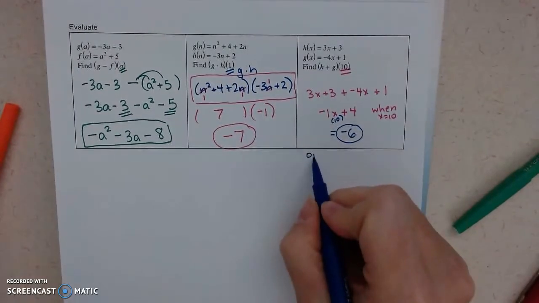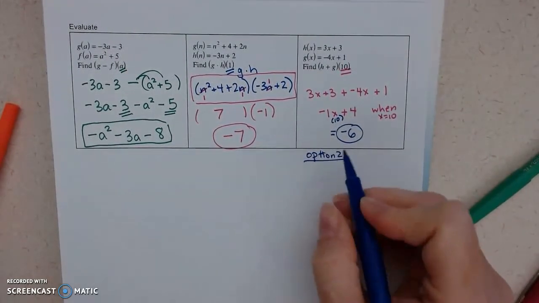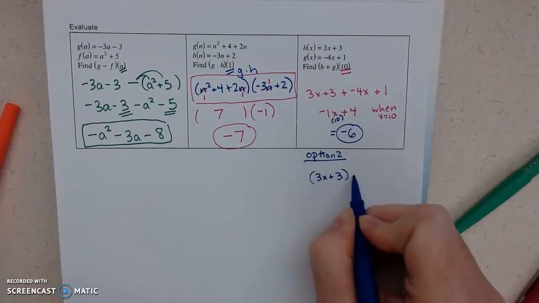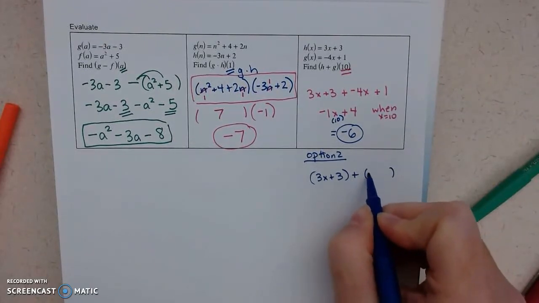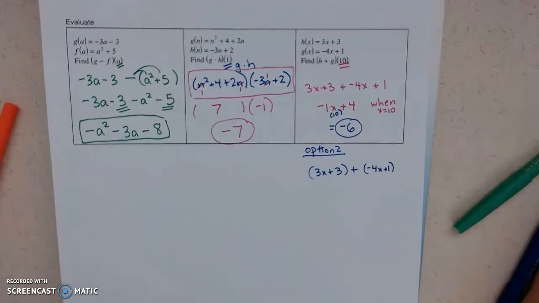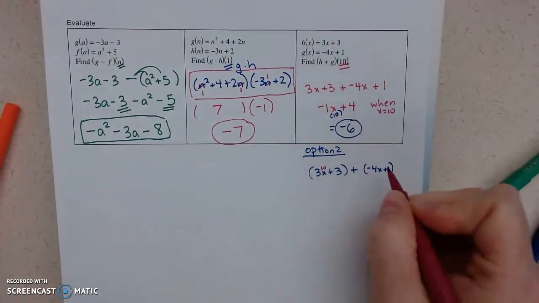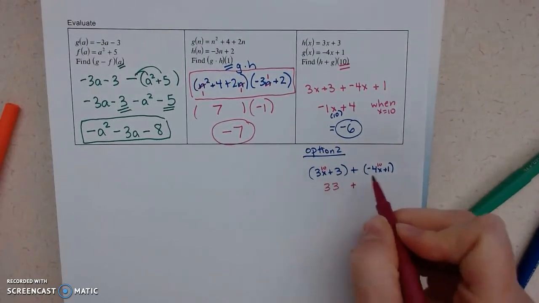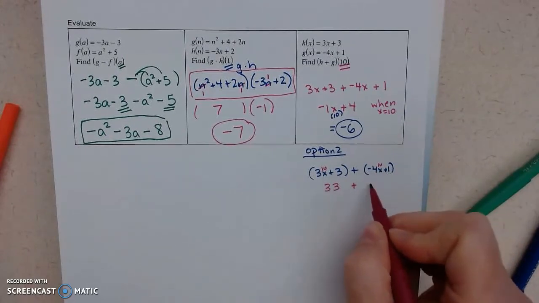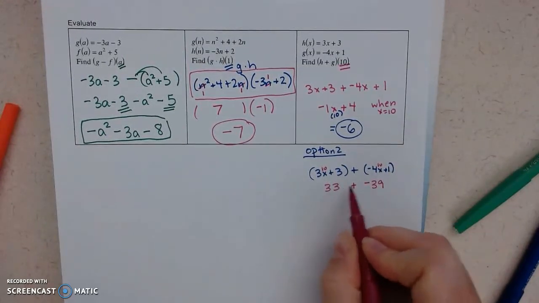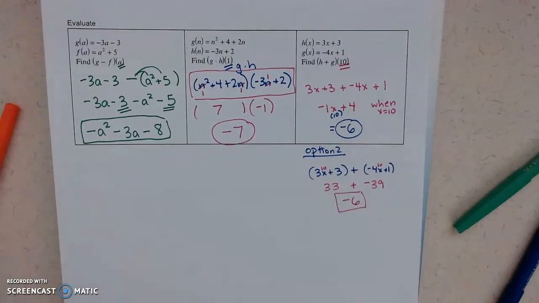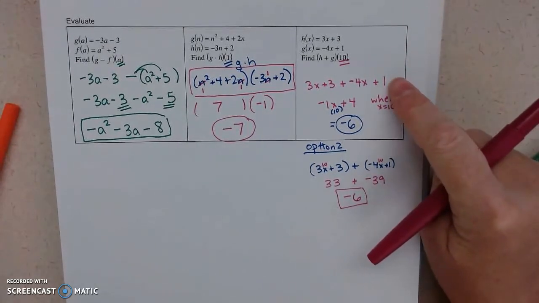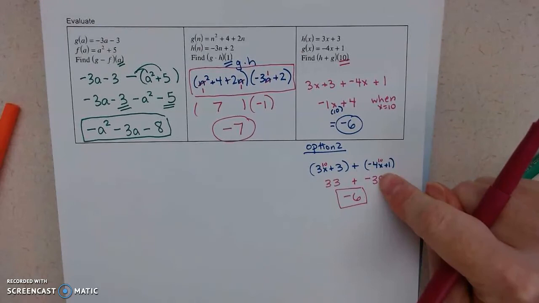Now your other option is if I did, here's h plus g, and then I could substitute 10 in here. So 30 plus 3, -4 times 10 plus 1, and then I add them together. So you can see the answers are the same and the strategies are different. So if you struggle with combining like terms, go ahead and immediately substitute and simplify.